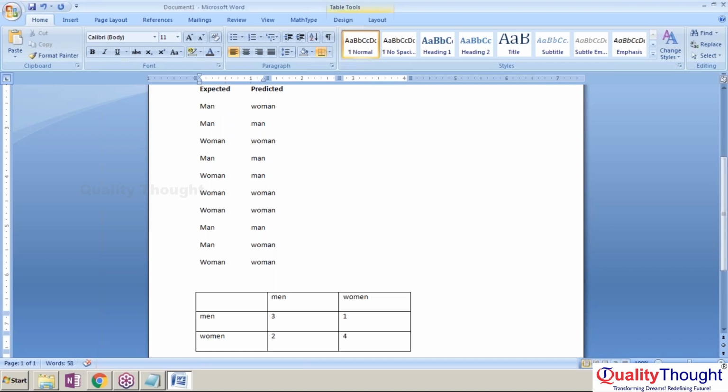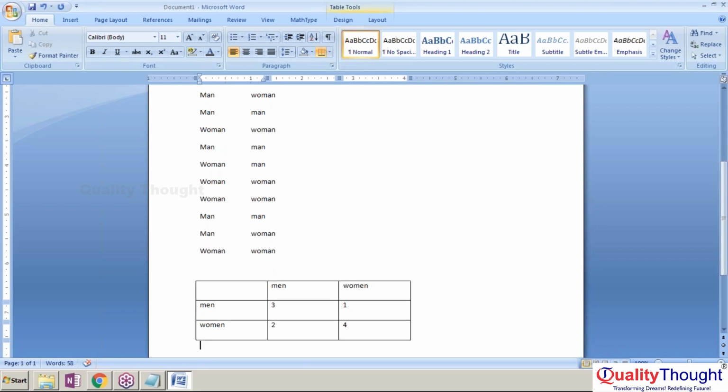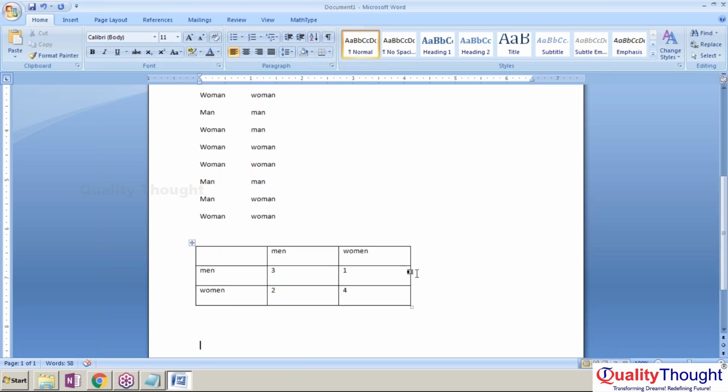From this table, we can clearly understand the actual men in the data set is the sum of values on the men column. Means 5 men. Right? Actual men are 5. The men column I'm talking about. So total actual women are 5. So equal men and women, 5.